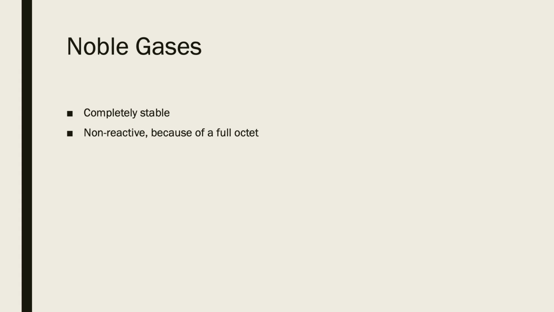Your noble gases, group 18 or group 8, they're completely stable. They're not reactive. They can react under certain conditions, but they tend not to, and that's because of that full octet that they have. Again, helium is an exception to the octet, meaning the 8 electrons in the outer shell. Helium only has one energy ring. That first energy ring holds a maximum of 2 electrons, and helium has its 2 electrons. But the other noble gases all have 8 electrons in their outer ring.